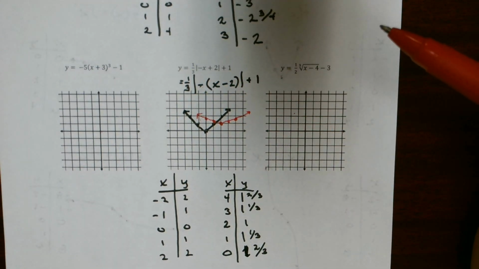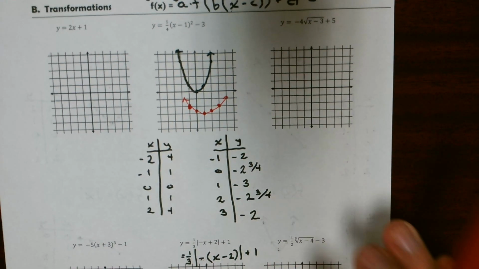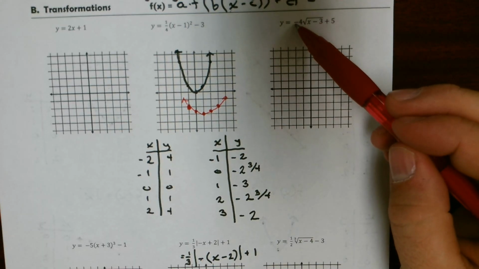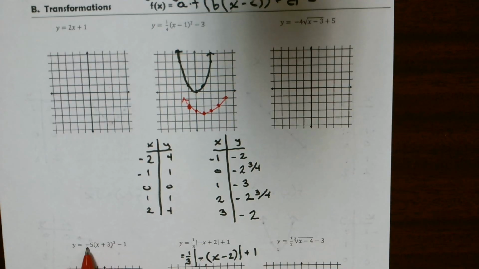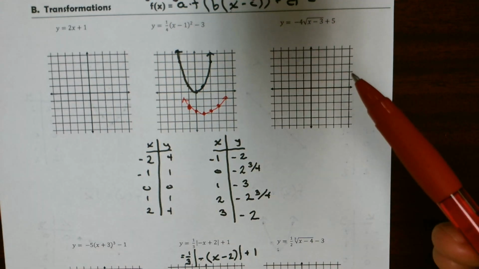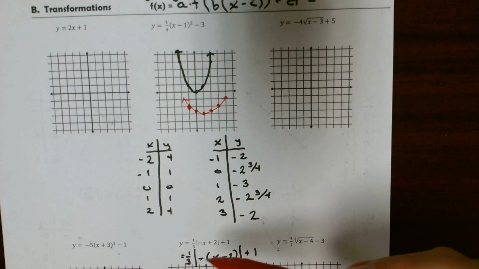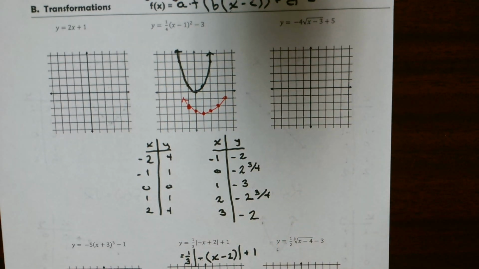Hopefully, in your other examples, like this one, where you saw a negative out front with the A, and a negative out front with the A here, you noticed your graph flipping over the x-axis. So if a negative is in front, it's going to be a reflection over the x-axis. If a negative is on the inside, it's going to be a reflection over the y-axis.